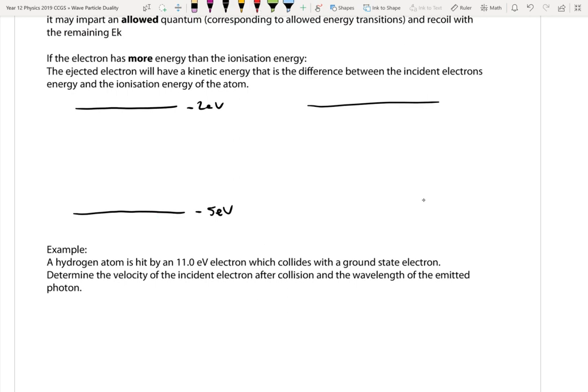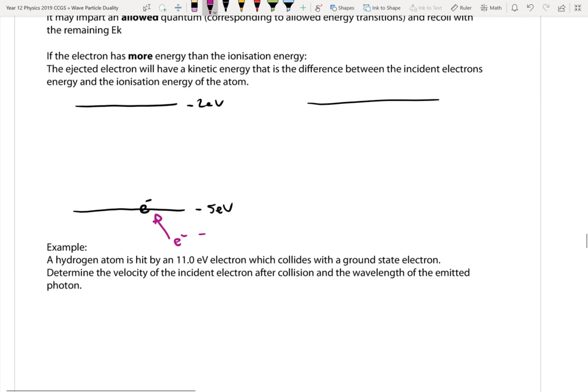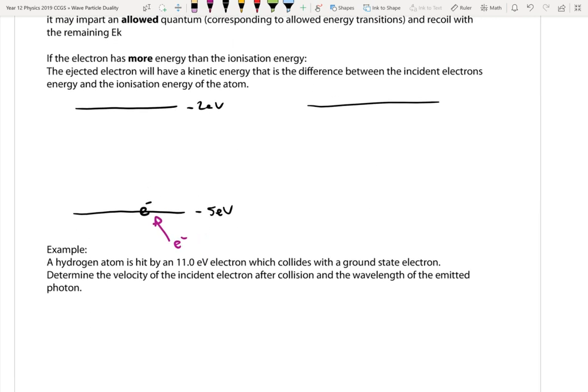I'm going to use a different color because my photons were red. Here's my electron. And let's say that it has 3.4 eV. Okay. That electron might say, thank you very much. I'm going to take that 3 eV from you, and then the incident electron will recoil with a residual 0.4. Okay?